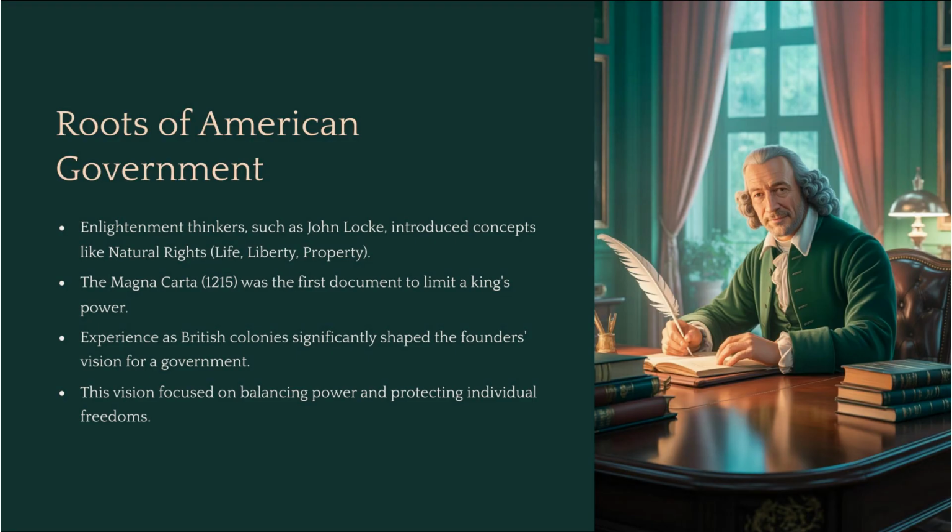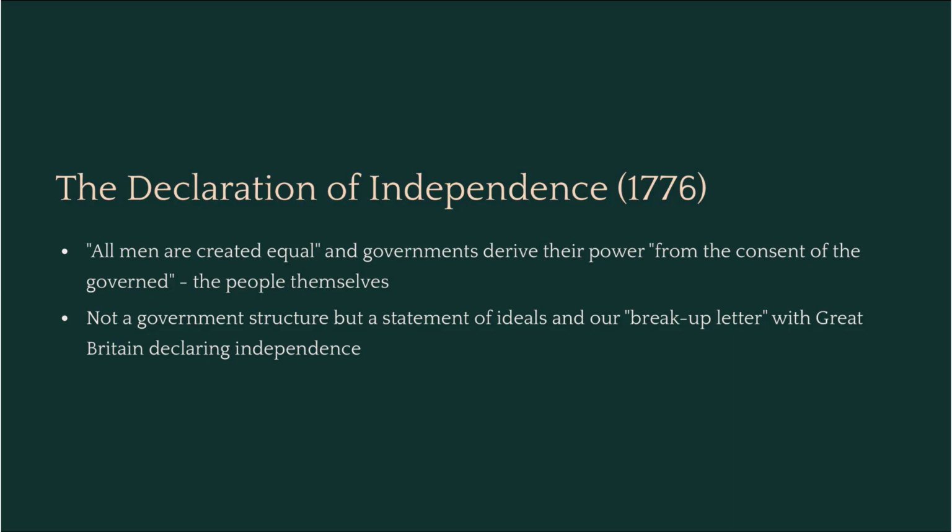but not too strong. Before they could build a government, the colonists had to declare why they were leaving Great Britain in the first place. That's what the Declaration of Independence is. It's not a rulebook. It's a breakup letter that lists all their complaints against the king. But it's famous for its opening lines, which are the ultimate summary of American ideals.